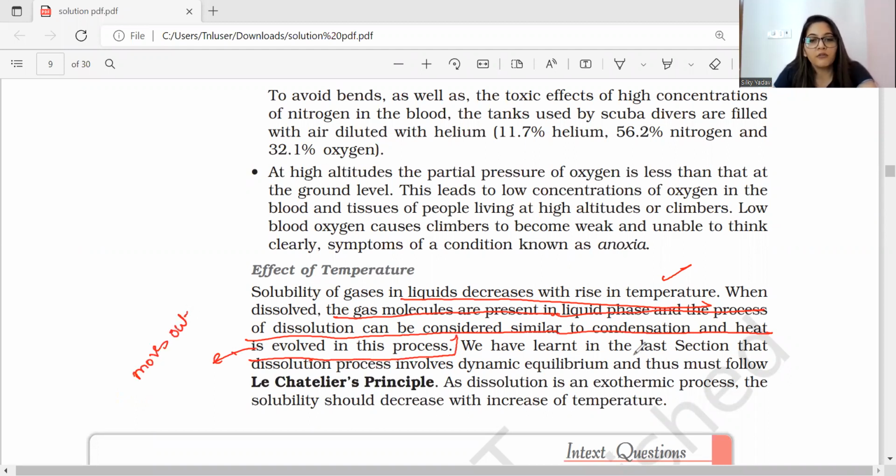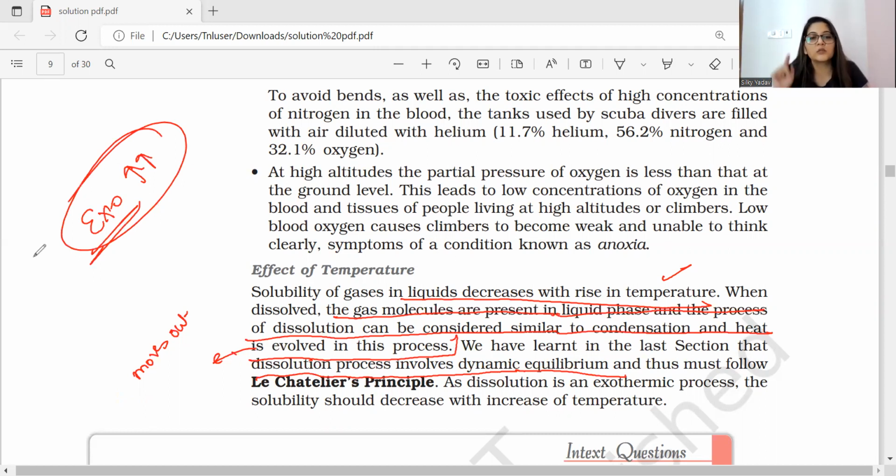We have learned in the last session that the dissolution process involves dynamic equilibrium. If you remember, I told you that when you're mixing sugar with water and stirring it, this is dissolution, and some amount of heat is released. So always remember, dissolution is an exothermic process, right? You all know that dissolution is a dynamic equilibrium, so Le Chatelier's principle is obviously going to come in. And as dissolution is an exothermic process, the solubility should decrease with an increase in temperature.